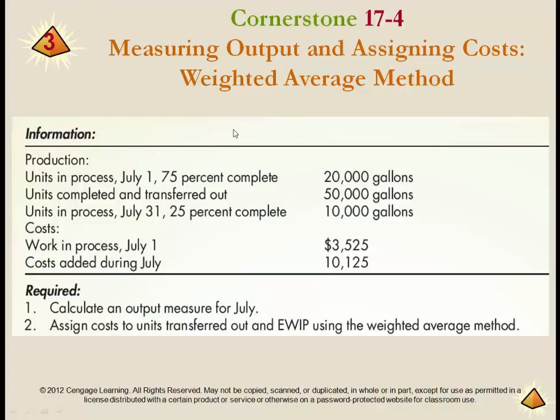At the beginning of the period, we had 20,000 gallons in inventory. We had another 50,000 that we transferred out, and we had 10,000 that we had left. So what do we know in total? We have to figure out how many units, and we had costs of 3,525, and then we added another 10,125. So we completed 50,000, and we have 10,000 left. So we know we're going to account for 60,000 units total.